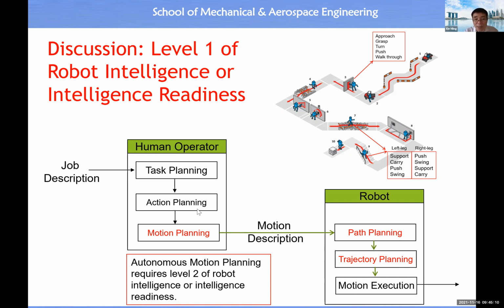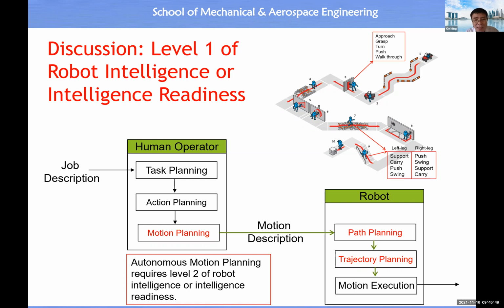Then after that, we may also want to shift this one from the human operator side to the robot side. Let the robot handle action planning. Then the robot will reach level 3 of robot intelligence. Then eventually we may shift this one from the operator side to the robot side. Then the robot will reach level 4 of intelligence readiness. So you see, we still have a lot of progress to make in terms of robotic research.